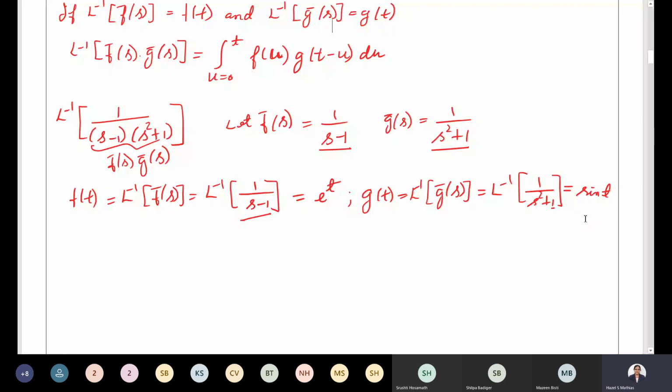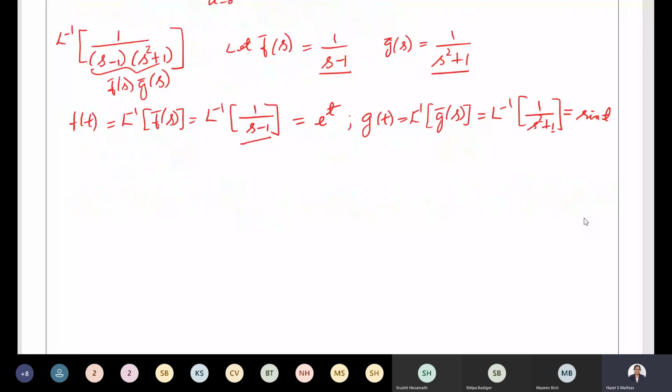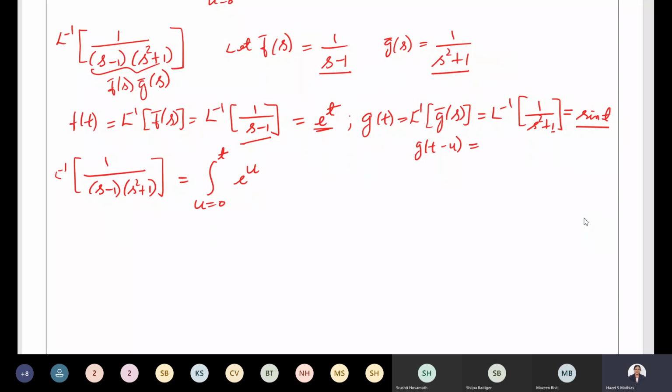Now apply the convolution theorem. According to the convolution theorem, L inverse of 1 by s minus 1 into s square plus 1 is the integral from u equal to 0 to t of f of u into g of t minus u. f of t is e power t, so f of u will be e power u. g of t is sin t, so what will be g of t minus u? Replace t by t minus u, so that will be sin of t minus u. So we get here e power u into sin of t minus u into du.